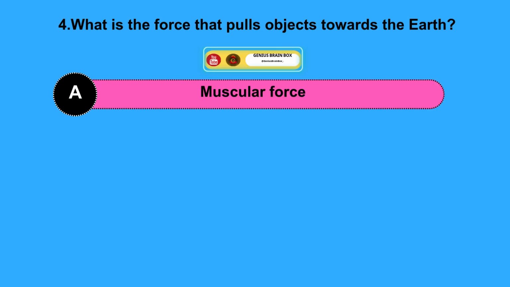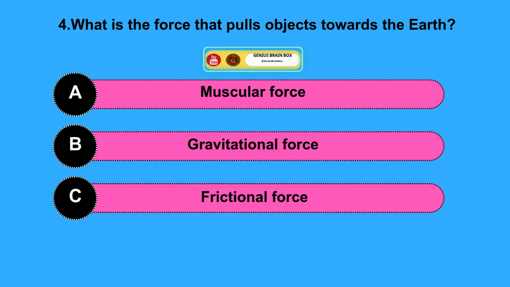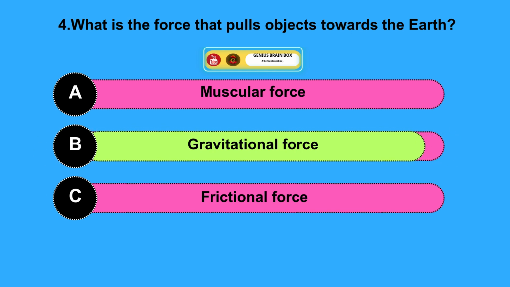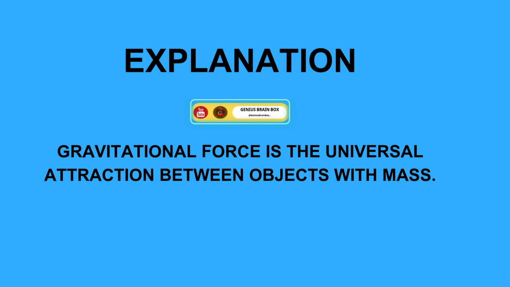What is the force that pulls objects towards the earth? Option A. Muscular force. Option B. Gravitational force. Option C. Frictional force. Correct answer is B. Explanation is gravitational force is the universal attraction between objects with mass.